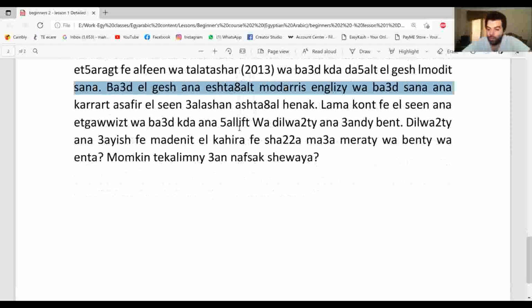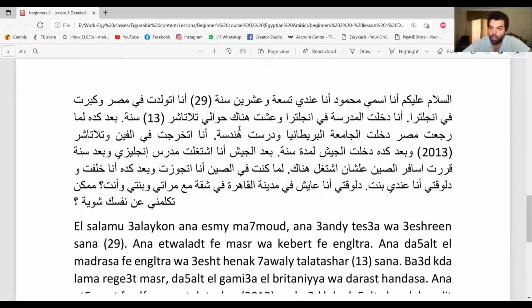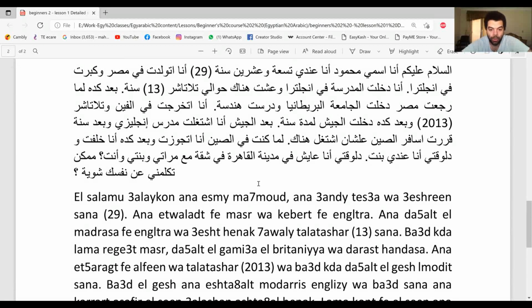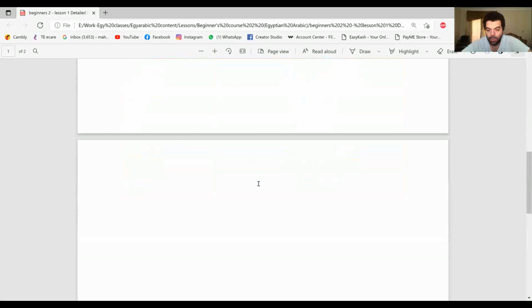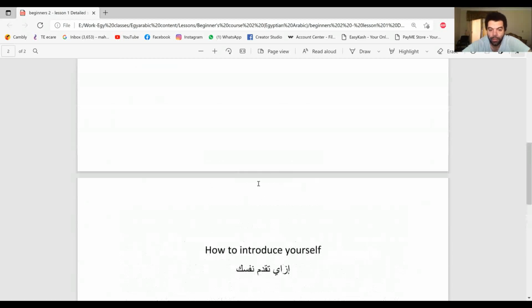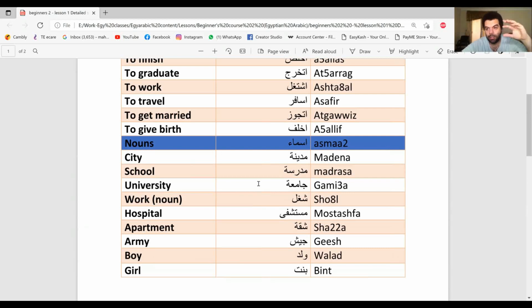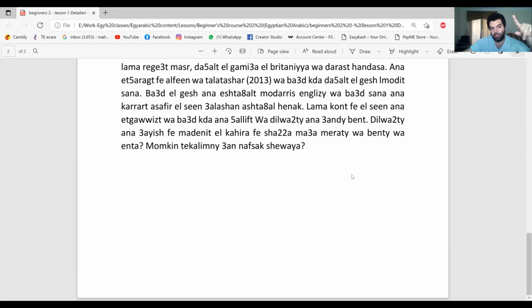So now what you need to do for homework is to make your own detailed introduction, just like this one, but of course add your own information. Okay, so I hope you enjoyed the first lesson and it wasn't too difficult or too fast. And what I want you to do is make your own introduction and send it into the WhatsApp group. And if you can, send it in audio. Okay, so I could listen to it and maybe give you some feedback. Okay, that's it. I hope you enjoyed the first lesson and I will see you in the next one.